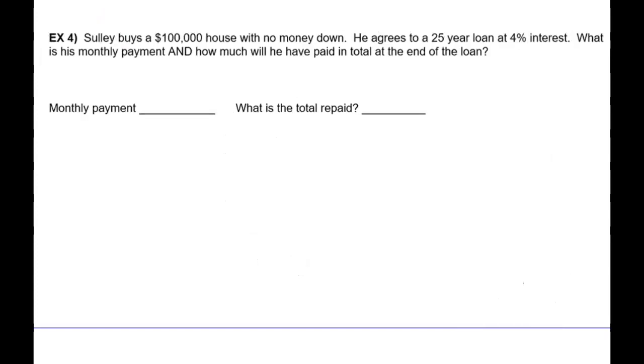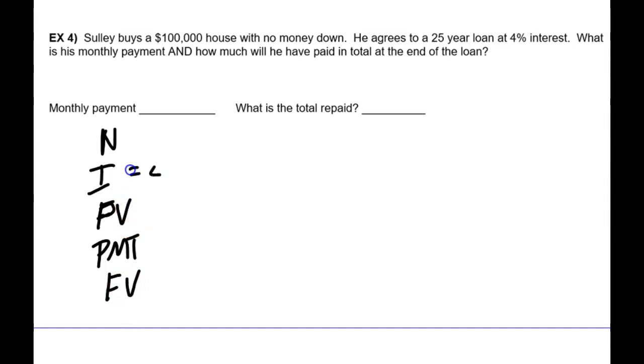Okay, moving on. Sully's going to buy a $100,000 house with no money down, agrees to a 25-year loan with 4% interest. What is his monthly payment and how much do you pay in total? Anybody? Okay, I'm going to call in some people. Tell me something. Riley, can you tell me something? Anything? What's the interest? Okay, so we're just going to put a 4 here.